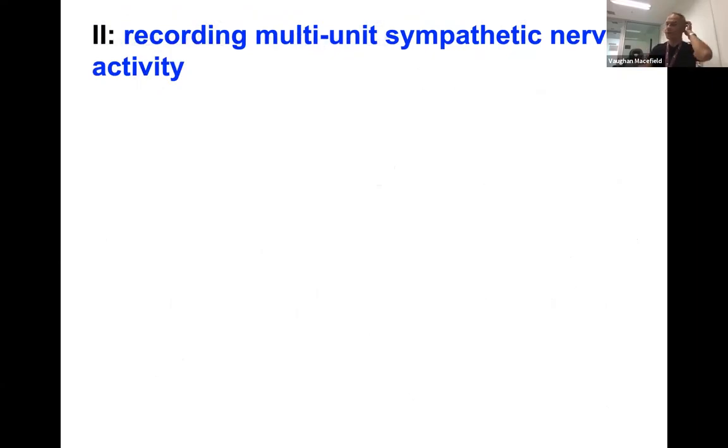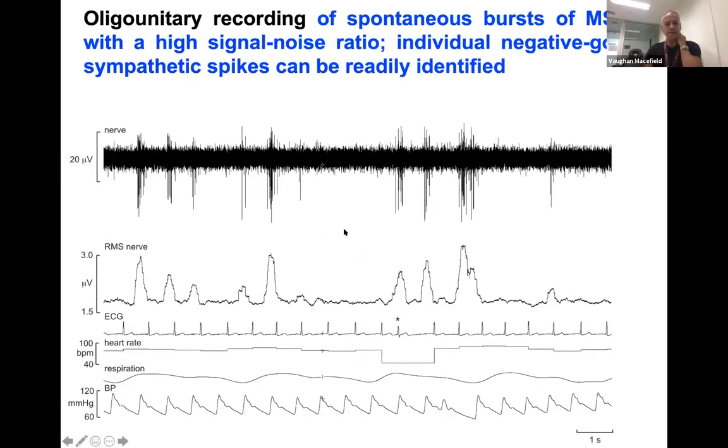Okay, so now on to recording sympathetic nerve activity. I'll start with muscle sympathetic nerve activity. This is a recording with a fairly high impedance electrode. It's what we call an oligo-unitary recording. Oligo means few, so there are a few units in there. These are the negative going spikes, the action potentials generated from a few axons that are located close to the tip of the microelectrode. Now you can see the background noise of this recording is very low.